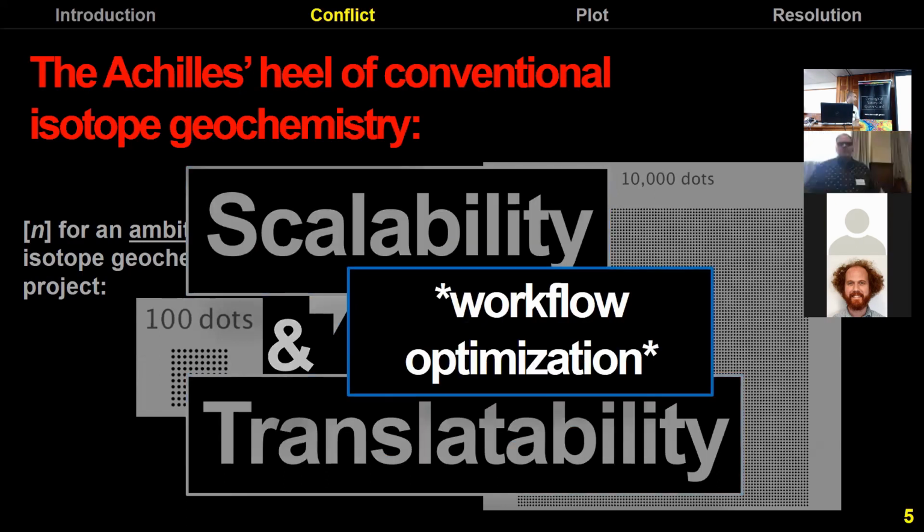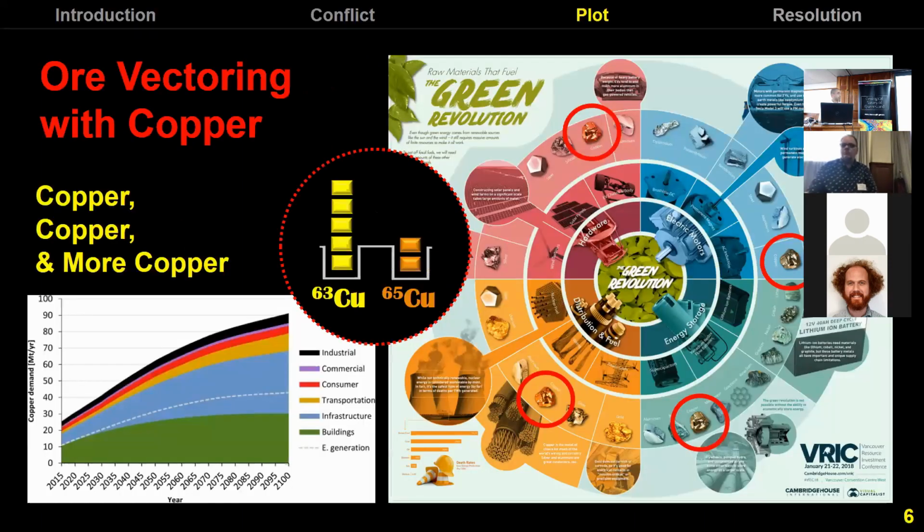And then, to use a bit of a buzz phrase, that's basically just workflow optimization that needs to occur there, and there are various ways we can do this. So now we'll move on to a bit of plot development, why we actually want to go through all the trouble of doing this conventional method and or developing new ones. So why would we necessarily want to develop a new tool for ore vectoring for copper? As I assume pretty much everyone in the room knows, copper goes into just about everything. It's in very high demand, and that demand is only projected to grow over time.